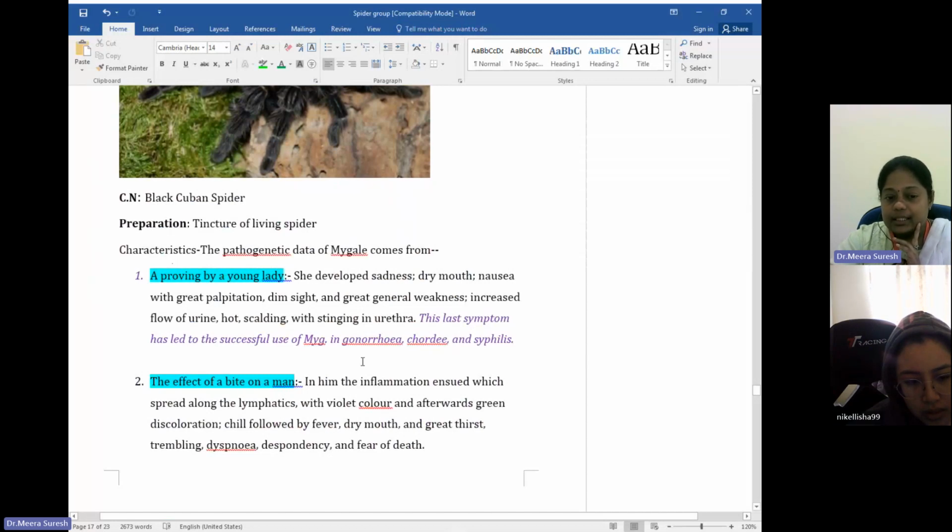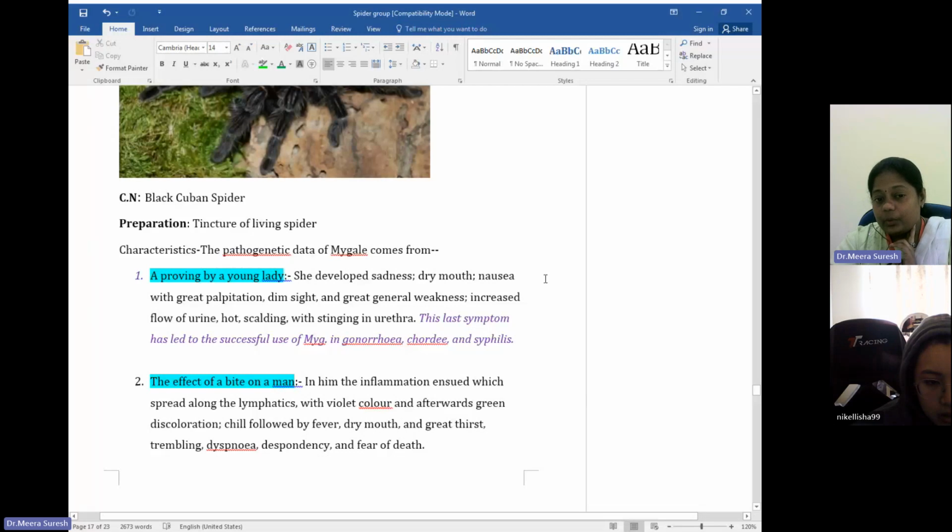In the poisonous case, they describe inflammation along the lymphatics, so lymphangitis. And when we go to the symptomatology, we can see that this medicine can be given for lymphangitis. The lymphangitis was initially violet in color, which changed to green, along with chill, fever, dry mouth, thirst, dyspnea, etc., with fear. You don't have to remember all these things, okay? I just put the condition, and there was a proving and also a poisoning condition, and what the manifestations were.